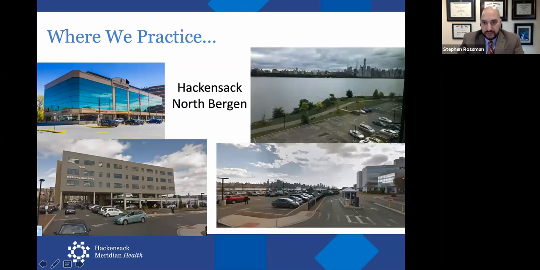A little bit of view. This is just our beautiful view from our office building at Palisades Medical Center overlooking the Hudson and Manhattan. And I never get tired of this.